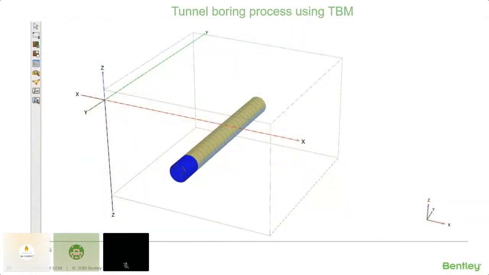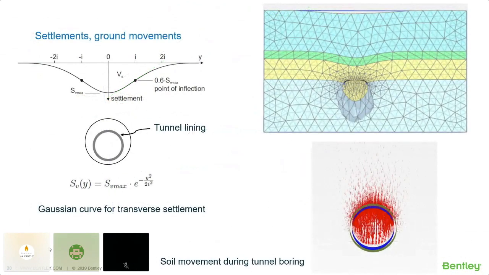So now here we have a simple animation to show how the tunnel boring process using a TBM is simulated. The blue rings are the TBM shield, the gray ring is your grouting, and the green one is your final tunnel lining. Next, we have examples of simple output that we can get directly from PLAXIS.